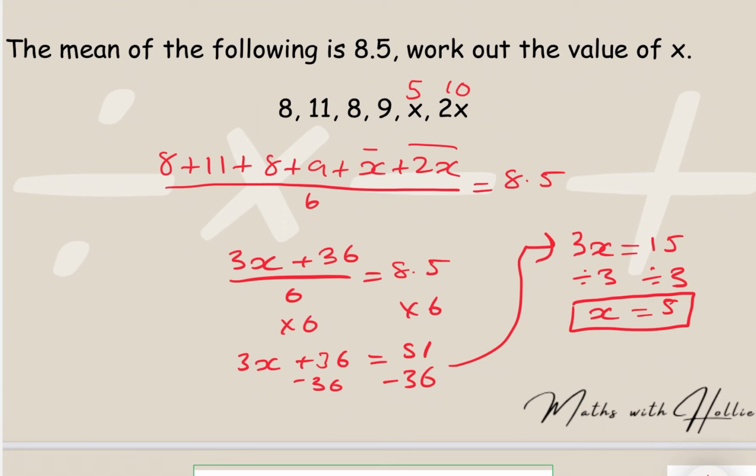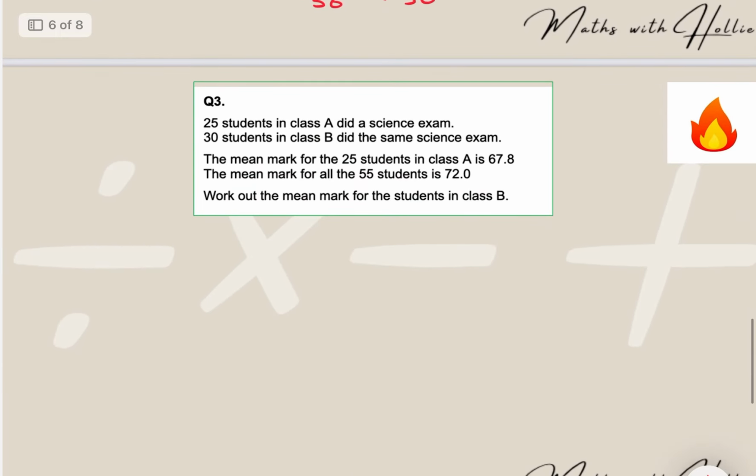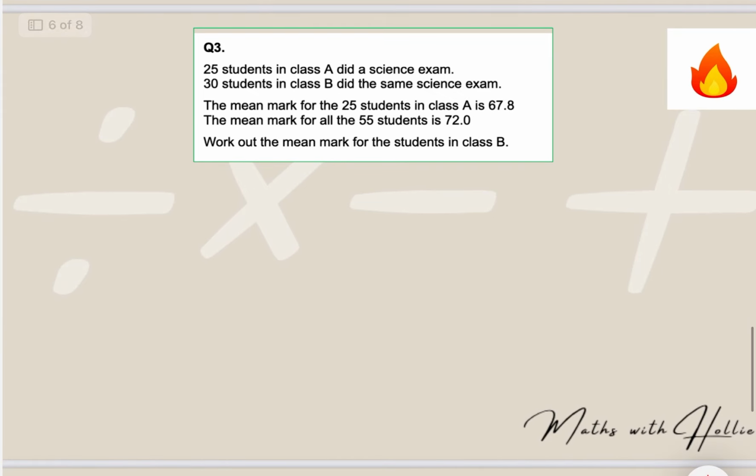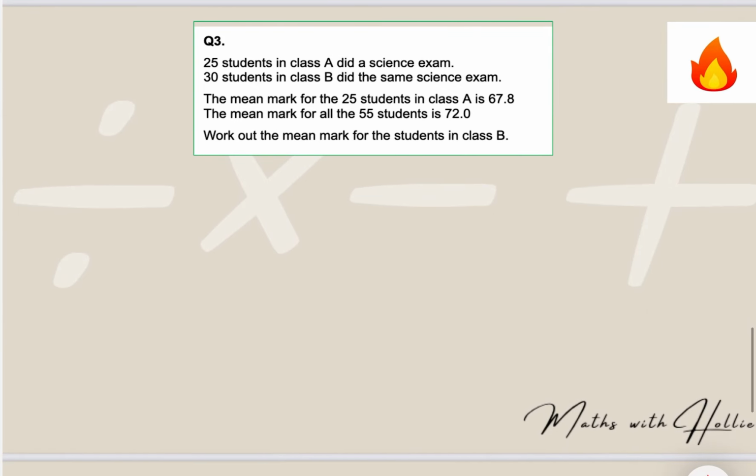Right, the next questions we're going to look at, these are taken from the Edexcel exam board, GCSE UK curriculum, but they're still really good questions. So here it says we have 25 students in class A, they did a science exam, and 30 students in class B did the same science exam. So there's 2 different classes. So we have class A and we have class B.